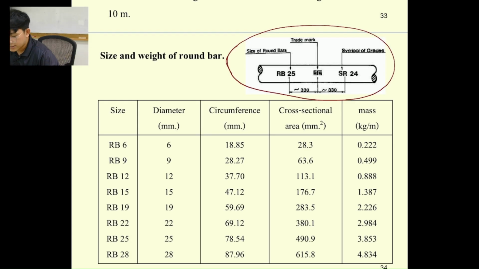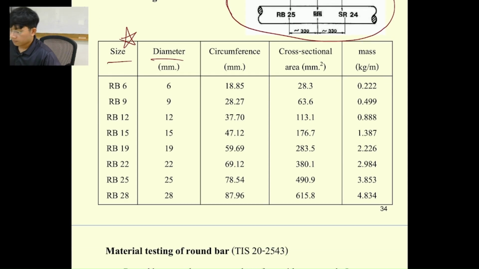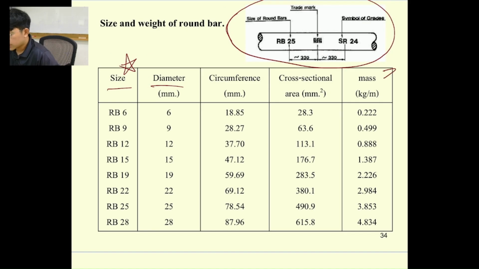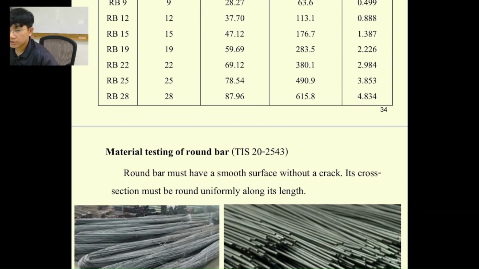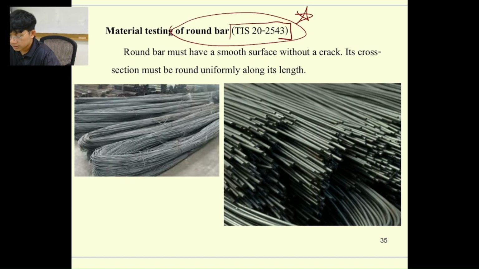This one is going to be in the examination, of course. And we have the table for you over here to use. We have size, diameters, circumference, cross-sectional area, and mass. This is also used in the RC1 reinforcement steel design later. And this one is the material testing for round bar. This one is really important. What I want you to focus on is TIS20. So you need to remember TIS20.